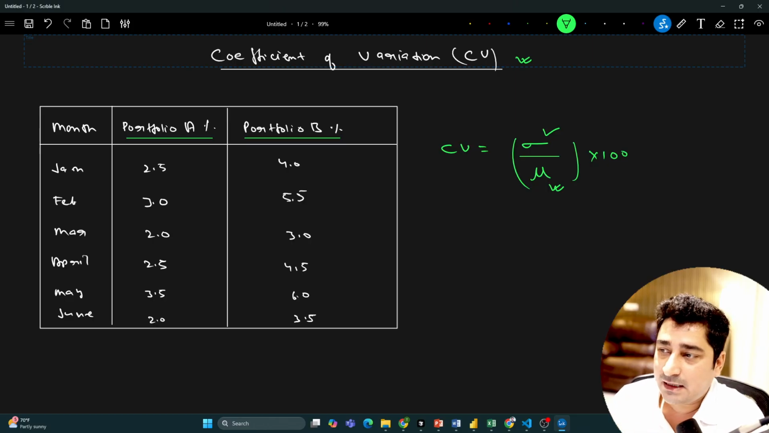Now, as we know, the coefficient of variation is going to tell me how my data set is going to vary, right?